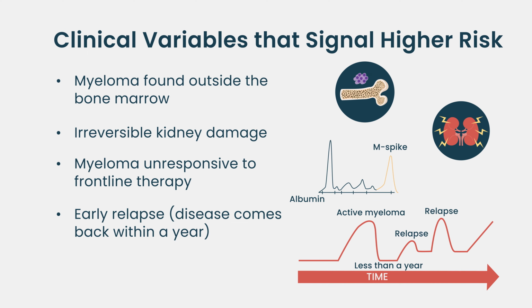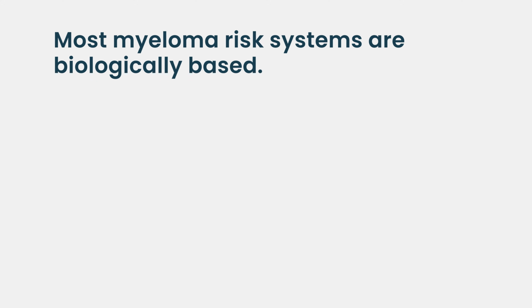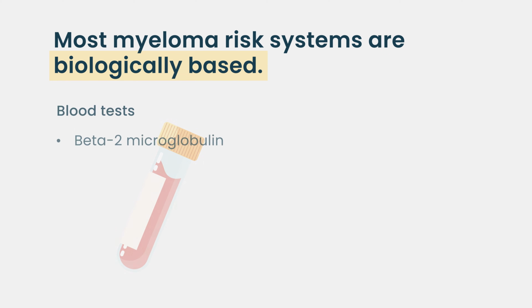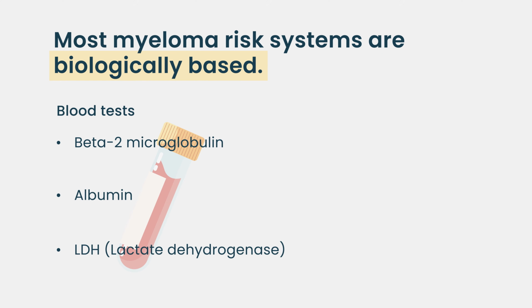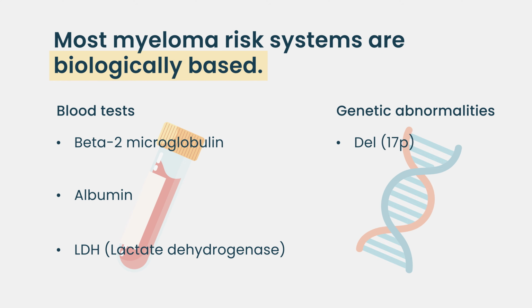Having said all that about those clinical variables, in which age is included as a higher risk feature, most risk systems that physicians use in myeloma are biologically based. And those 6 biologic variables are beta-2 microglobulin, albumin, LDH, and the 3 genetic abnormalities, del(17p), t(4;14), and 1q+. And I think those are factors that each patient needs to understand if they want a more in-depth grasp of how physicians are perceiving their disease activity.